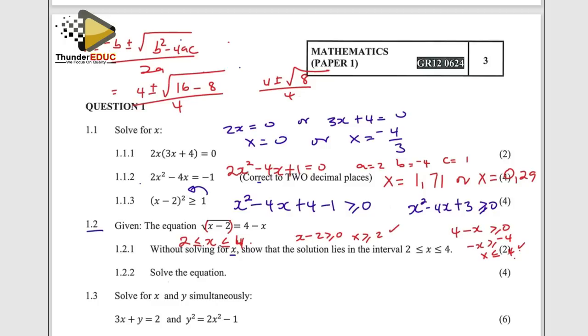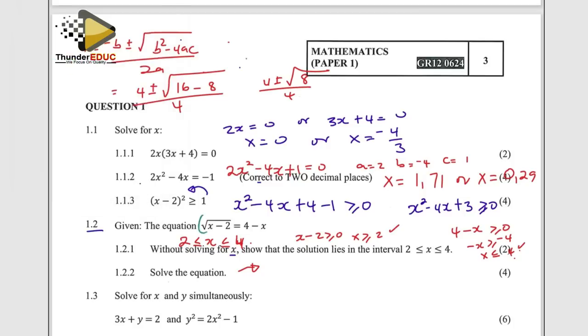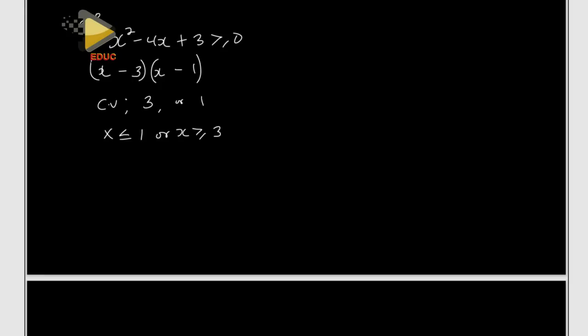Then 1.2.2, that's where we need to solve. So since it is an equation with square roots, we just need to square both sides so that we get rid of the root sign. So square that and then square that. The root sign falls away. I'll have x. Let me jot it this side. We had x minus 2 is equal to 4 minus x.